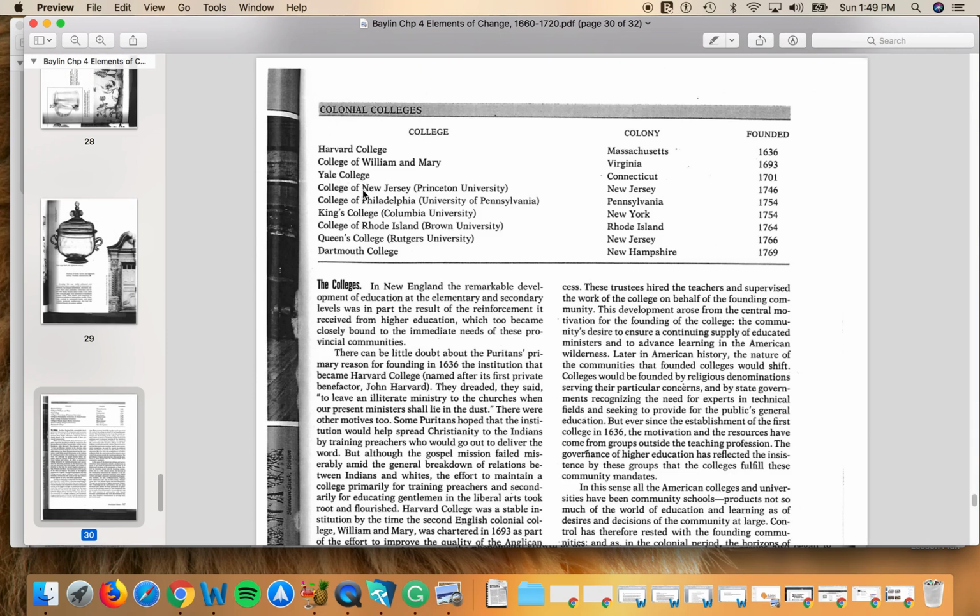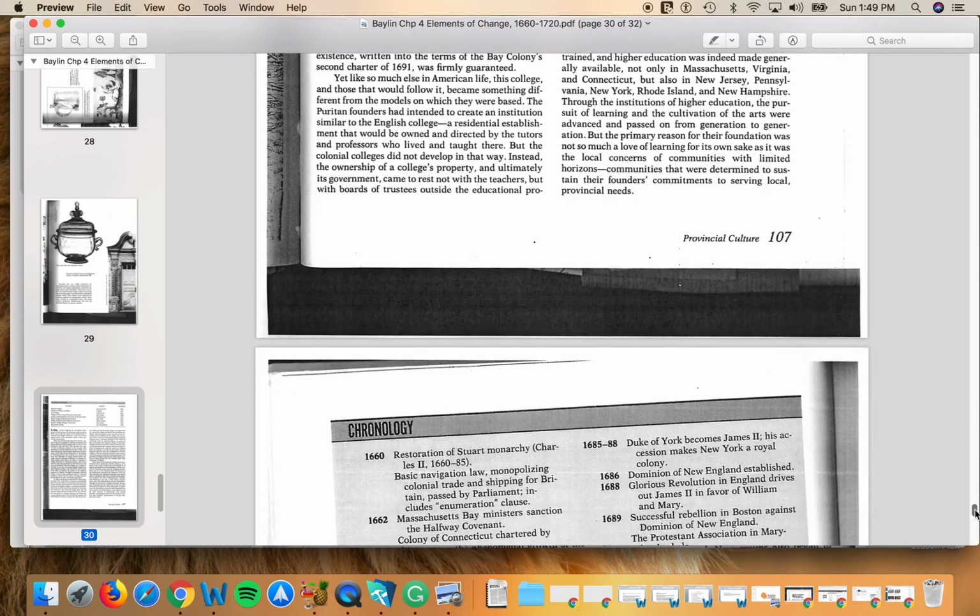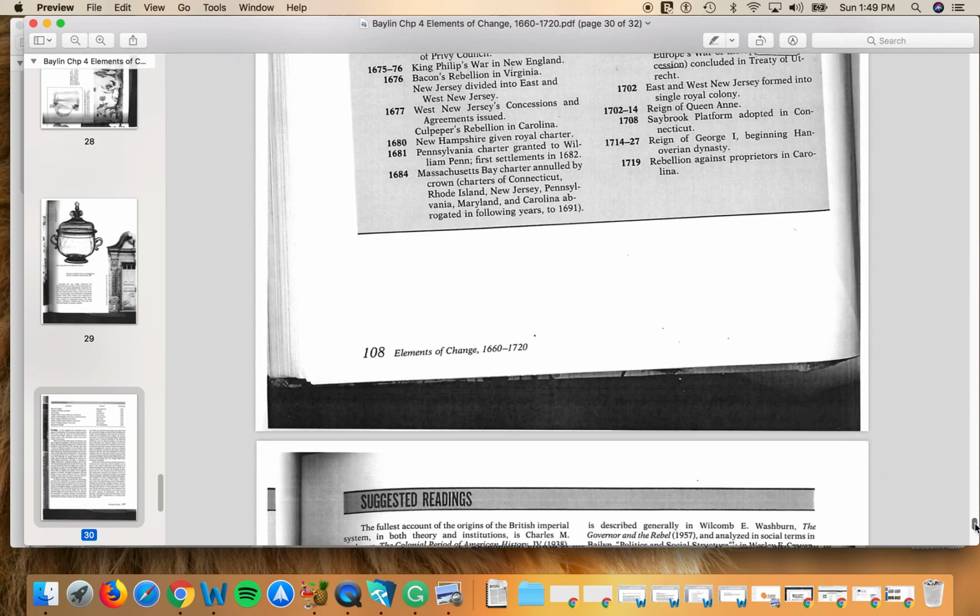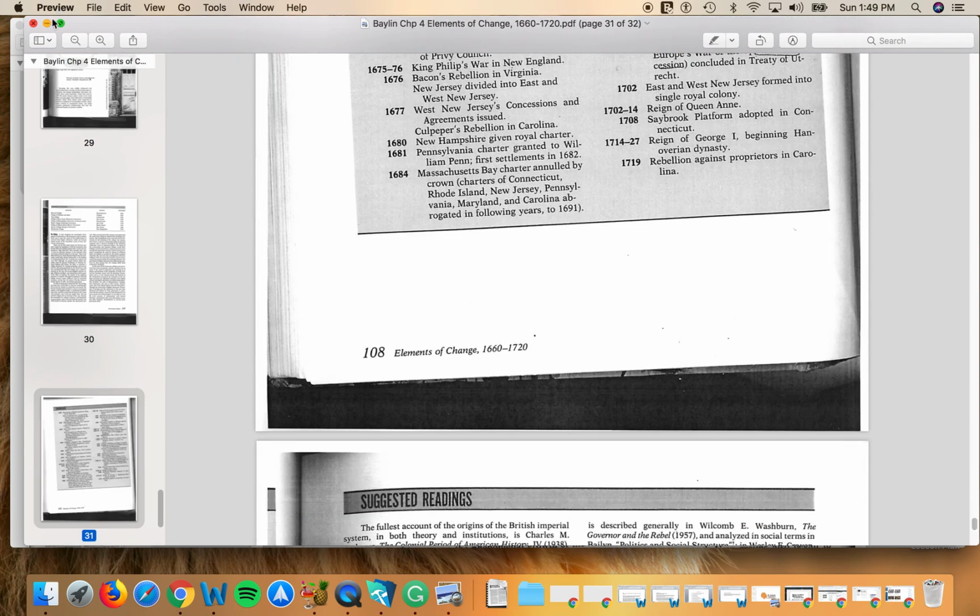So Yale, the College of New Jersey, which is Princeton, right? These others, Columbia, these are the first. The College of William and Mary is the second oldest. It remained relatively small, but it's a state college in Virginia. It's actually a really nice school, not difficult to get into, but one of the earliest colleges. So that sums up chapter 4.